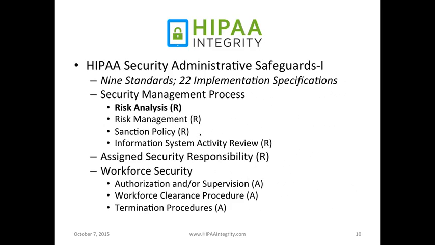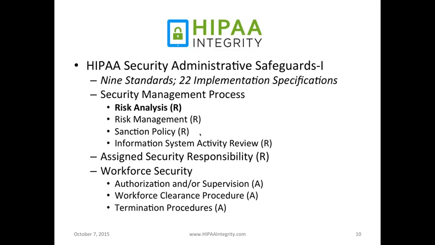I'm going to go through the next set of slides fairly quickly. It's to give you an idea of the specifications, and it'll show how we have constructed the risk analysis that you would conduct. There are 9 standards and 22 implementation specifications for administrative safeguards. The first in the security management process is the risk analysis. It requires assigning security responsibility to what's called a security official. There are provisions related to workforce security. These are all as bullets.